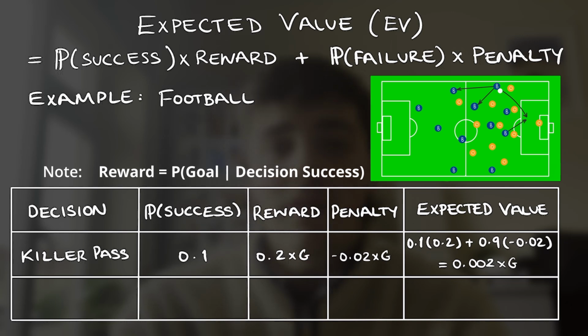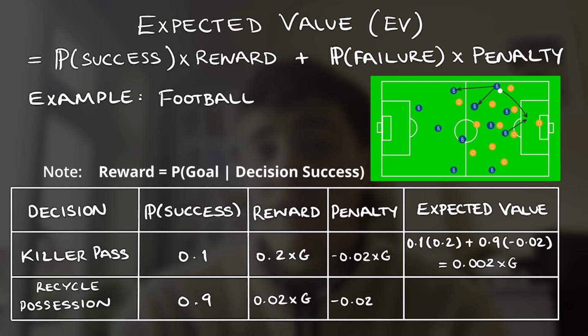The second decision is to go for the safer pass, which we're going to have an estimated probability of success of 0.9. The reward for maintaining possession through this safer pass is 0.02 expected goals as discussed, and therefore the penalty is -0.02 expected goals. The expected value can be calculated as such.